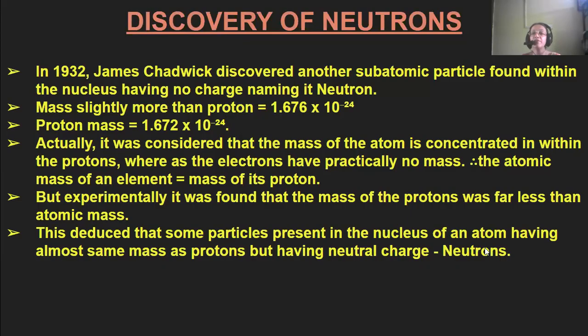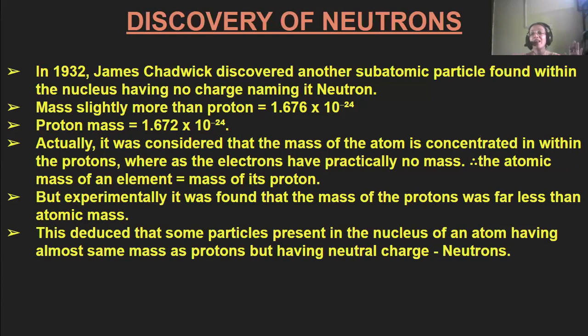Next, we come to the discovery of neutrons. First we came to the discovery of electrons, then protons, and now we come to the discovery of neutrons. In 1932, James Chadwick discovered another subatomic particle which is present in the nucleus, having no charge. Okay. He named it neutron, because it has no charge. That's why it's named neutron.